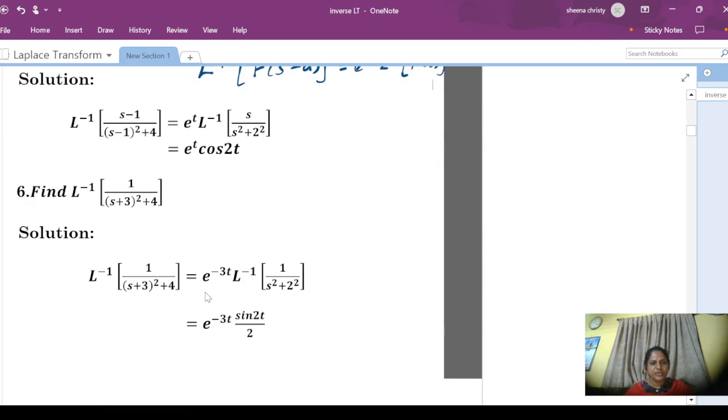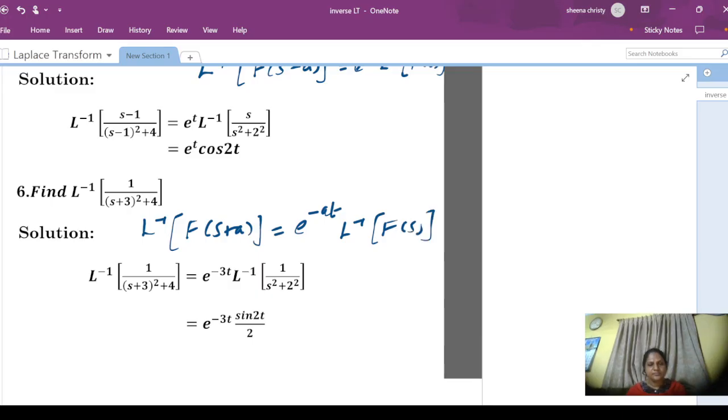We are going to make use of the same first shifting theorem only. Here we are going to make use of the formula L inverse of f of s plus a equal to e power minus at L inverse of f of s. Therefore, e power minus 3t L inverse of 1 by s square plus 2 square you are having.